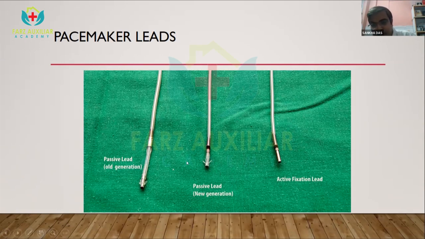There are two types of pacemaker leads. These are the passive leads or tined leads, and this is the active lead. The passive leads have spikes at the tip, which fix into the right ventricle muscle. And this is the active lead, where when you rotate the lead, a screw comes out from the lead and fixes the lead to the right ventricle. So these are the two types of pacemaker leads, passive and active fixation leads.